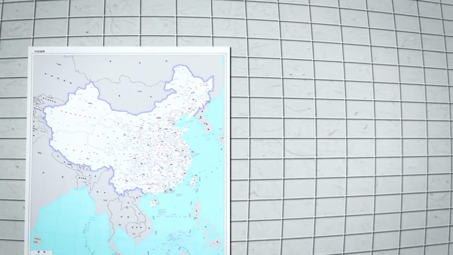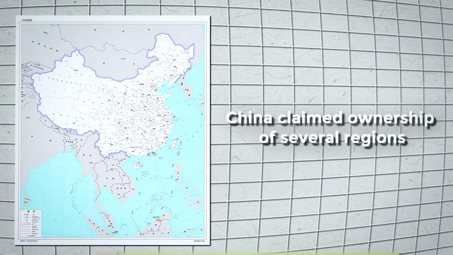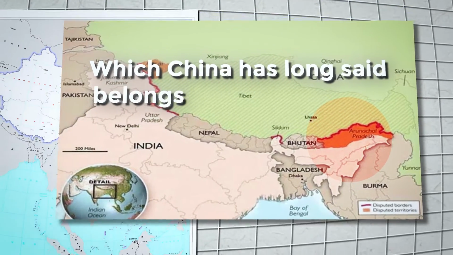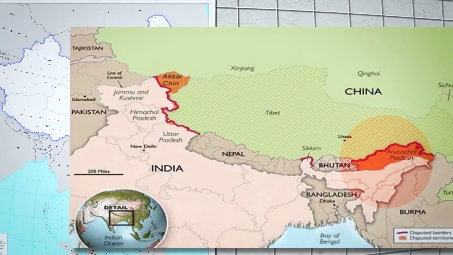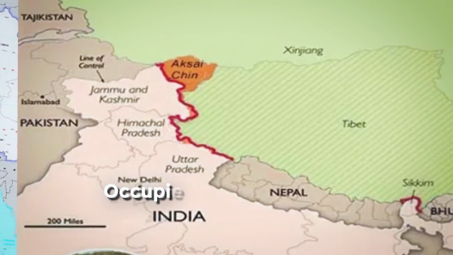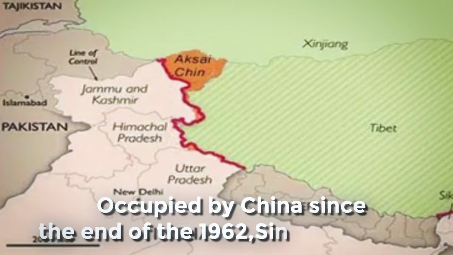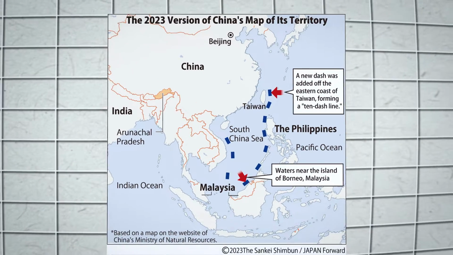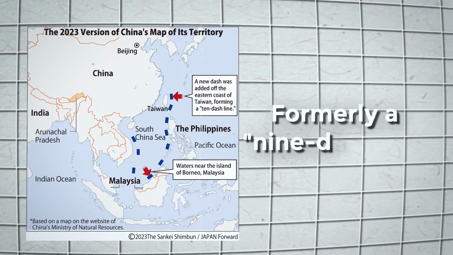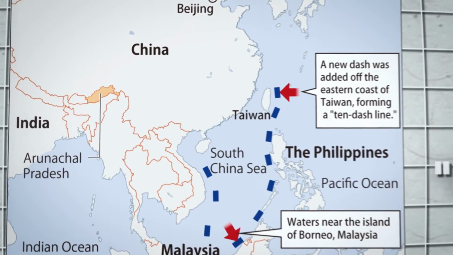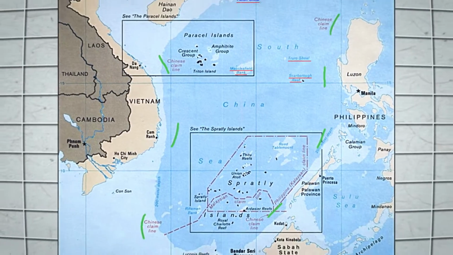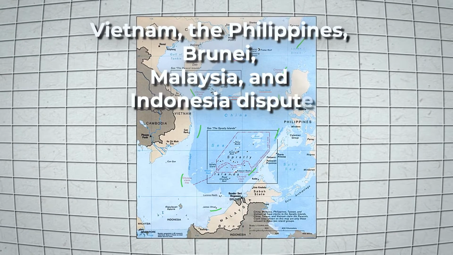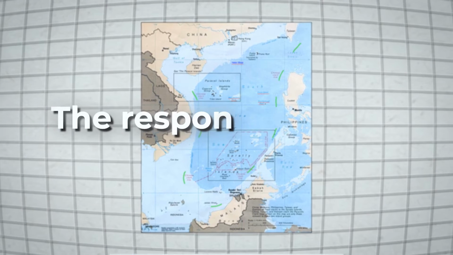In this updated map, China claimed ownership of several regions, including the Indian state of Arunachal Pradesh, which China has long said belongs to southern Tibet, and Aksai Chin, a dry northern area of Ladakh occupied by China since the end of the 1962 Sino-Indian War. The map also featured a 10-dash line around the South China Sea, formerly a 9-dash line, and all of Taiwan, the 10th dash, which also includes some small islands and islets that countries like Vietnam, the Philippines, Brunei, Malaysia, and Indonesia dispute. However, the response to this move was firm.